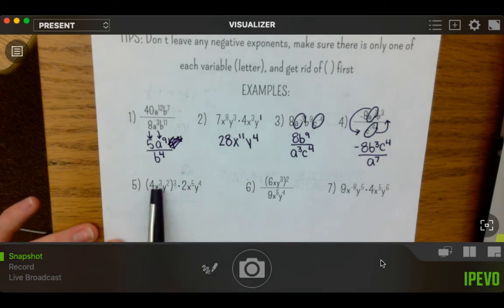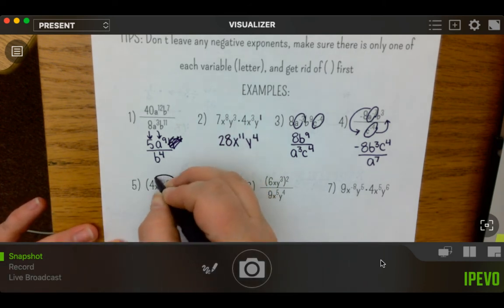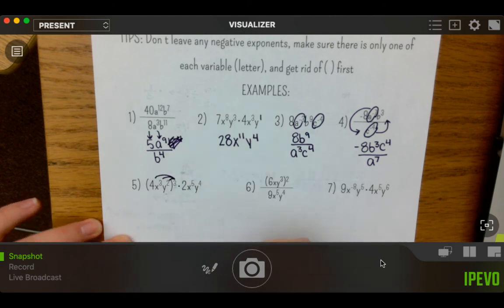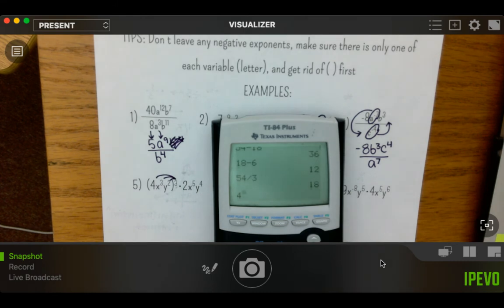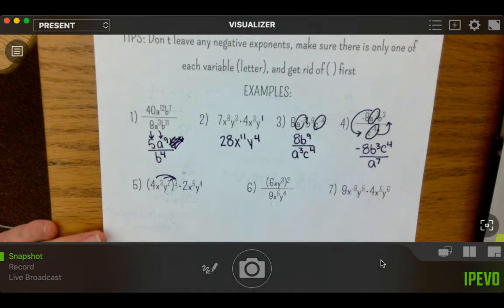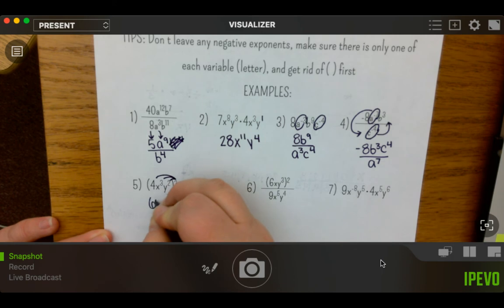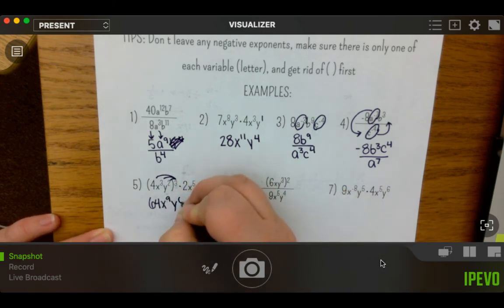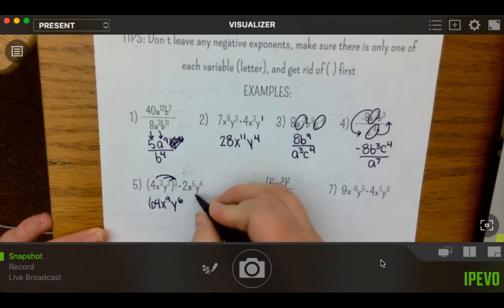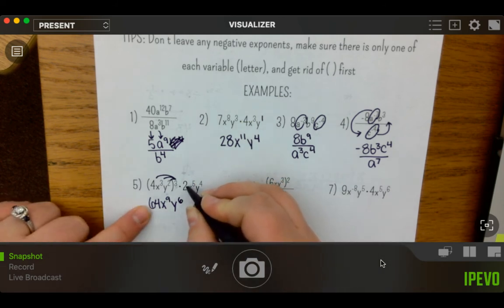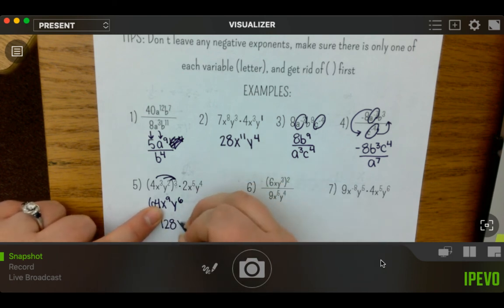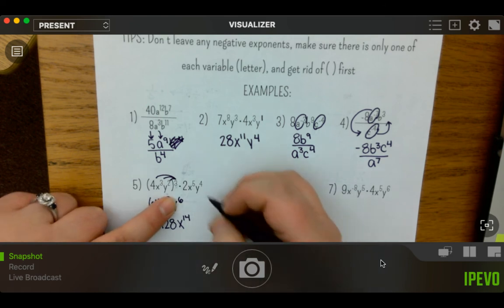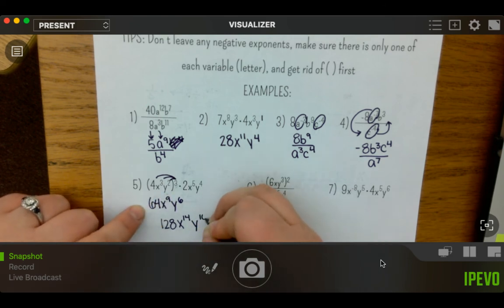Then, over here, I've got the power rule first. So I'm going to take everything to the power of 3. But 4 to the power of 3, you have to do that in a calculator, is 64. And then you multiply the exponents. And then you multiply this together. 64 times 2 is 128. 9 plus 5 is 14. And 6 plus 4 is 10.